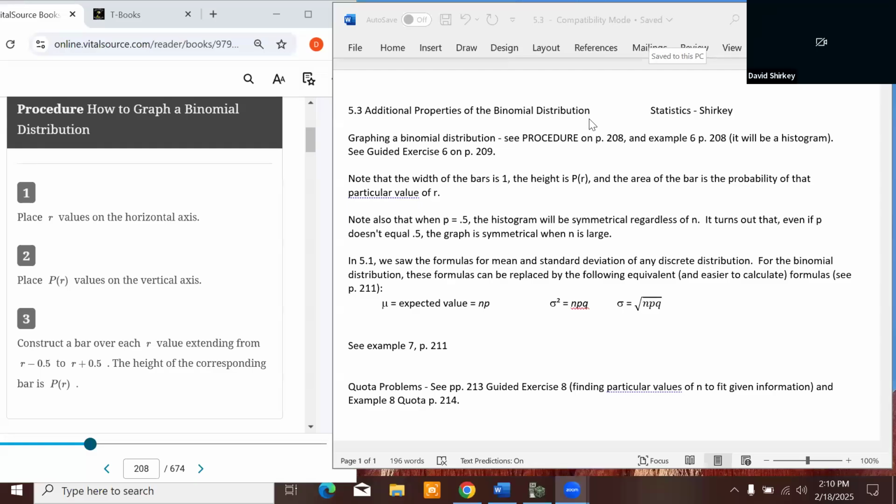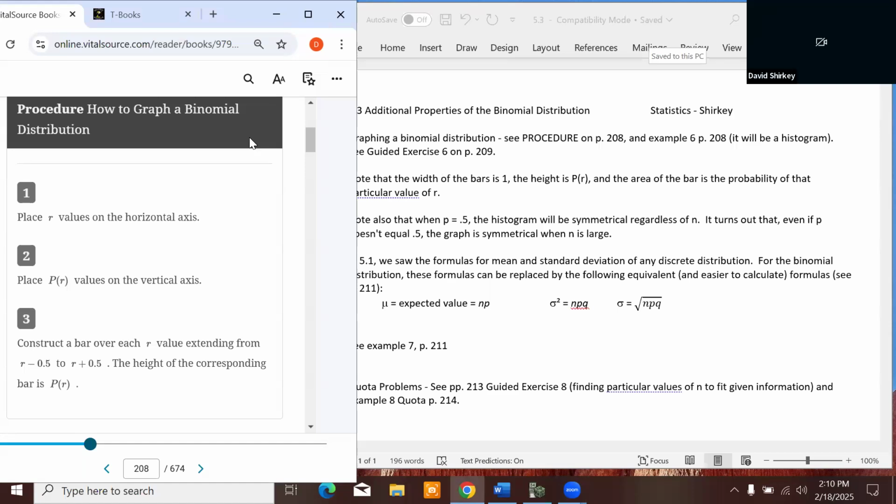All right, so we're in section 5.3, additional properties of the binomial distribution. It starts out with the procedure for graphing a binomial distribution, on page 208, up here on the screen for you to take a look at. When you graph it, it's going to be a histogram. So we'll look at the procedure, we'll go over example 6, and then you guys look over guided exercise 6 on page 209.